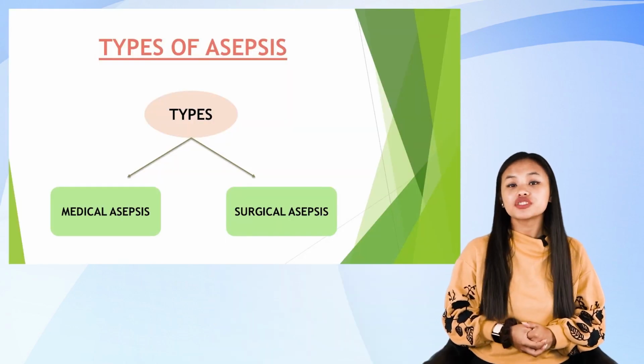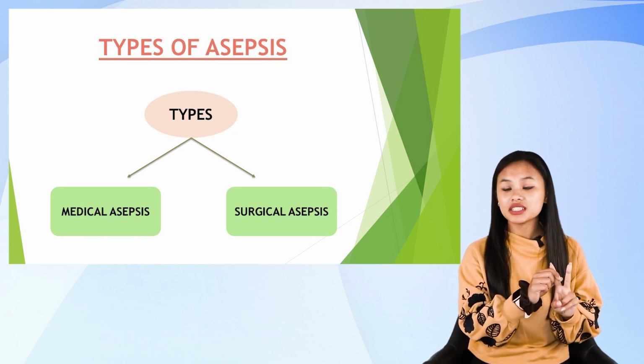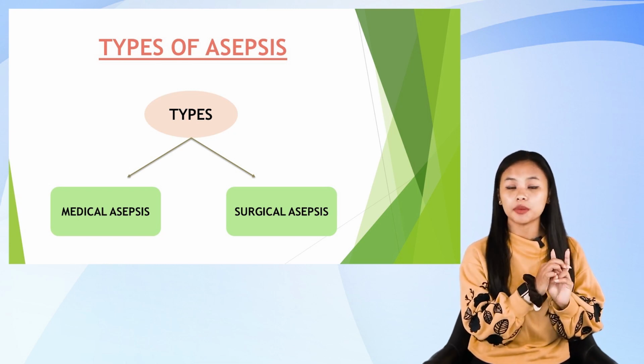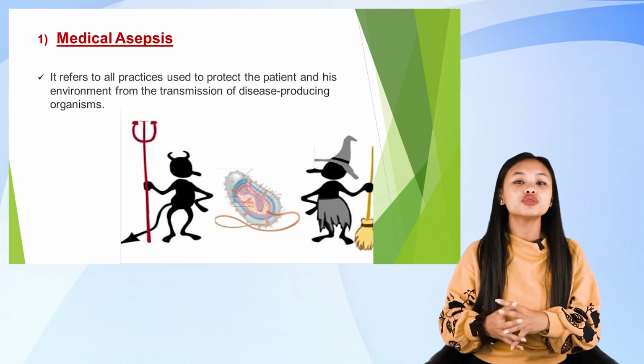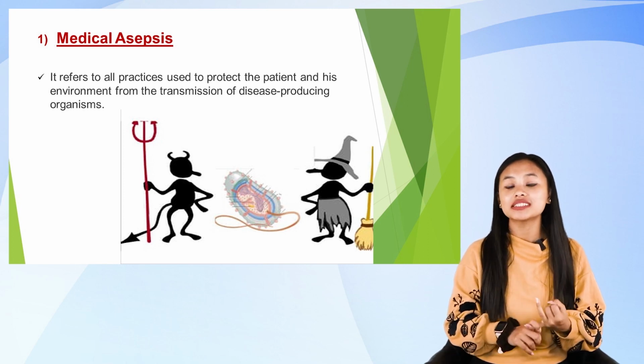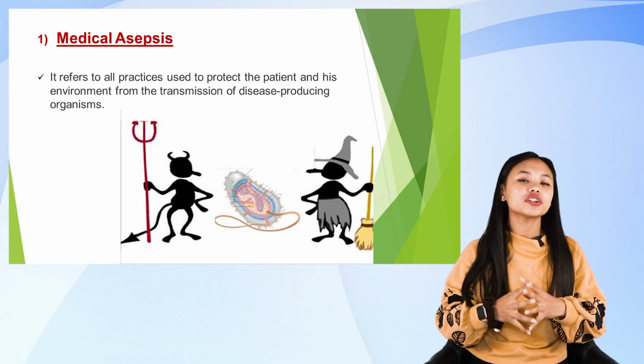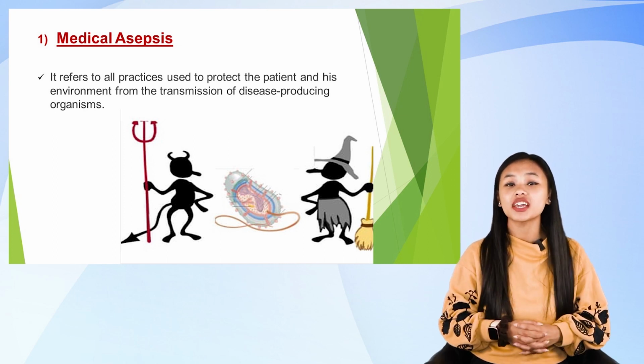So asepsis is of two types. The first one is the medical asepsis and the second is the surgical asepsis. So what is medical asepsis? This refers to all the practices which are used in order to prevent the patient as well as the environment in which he lives from the transmission of the disease producing agents. So this simply means that this is a procedure which is used in order to prevent the spread of disease as well as the number of microorganisms. Changing of the client's bed linen daily or even when it is soiled, as well as hand washing, are some of the examples of medical asepsis.